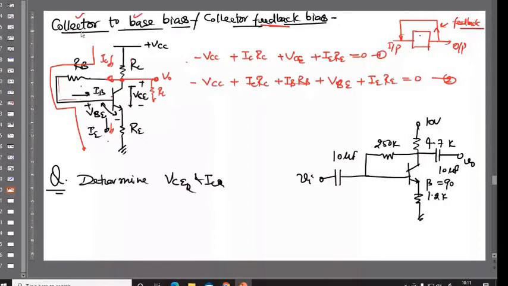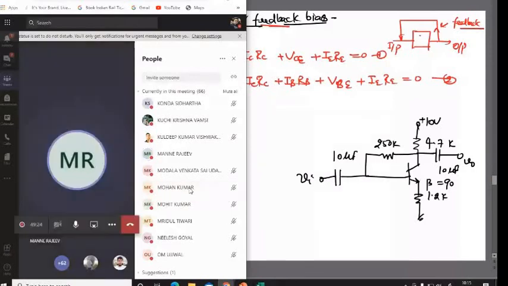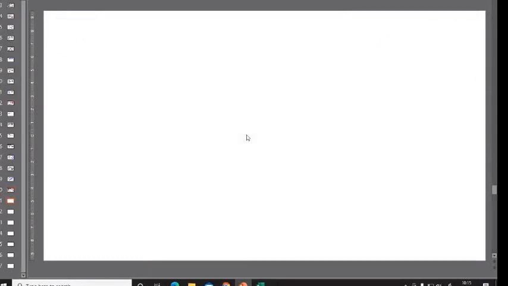Can you solve this numerical by yourself? Yes, sir, we try. Remove the capacitances, because we are performing DC analysis. So we'll remove this and this, and first we'll make it simpler. You can only solve it if this is a closed loop. This is not a problem exactly.